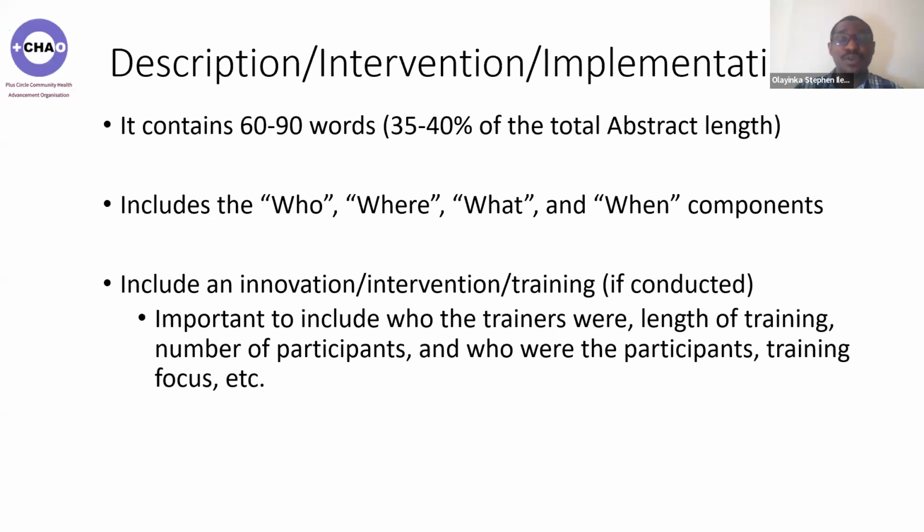The description of what you've done, you must give considerable number of words and attention to it. And it includes the who, where, what, and when. Who did the project? Where was it done? What exactly was done? And when was it done? And when doesn't necessarily mean the time. When does not necessarily mean the study was done between January to March 2024. No. When means probably what period of the project.